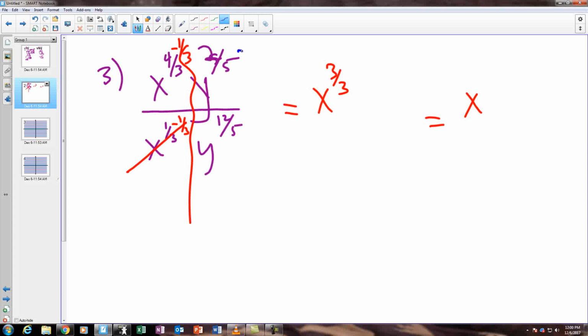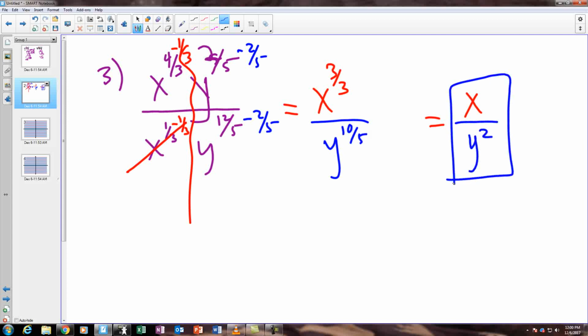In this case, if I minus 2/5, 12/5 minus 2/5 is y to the 10 over 5. But 10 over 5 does divide to give me just y squared. And there's my answer. Okay? So if it hadn't cleaned up so nicely, let's say for instance, this had been y to the 9/5, I'd have to add a y to the 1/5 on top and bottom to get it to balance.